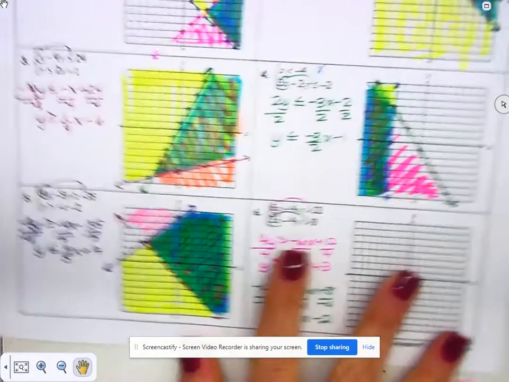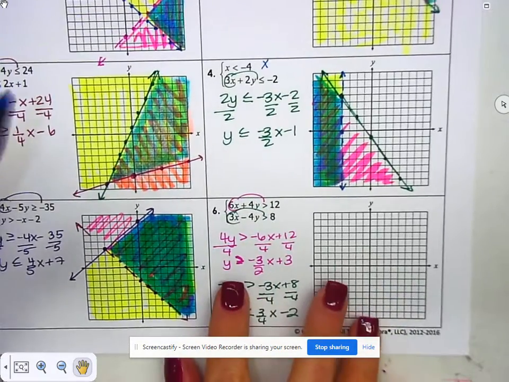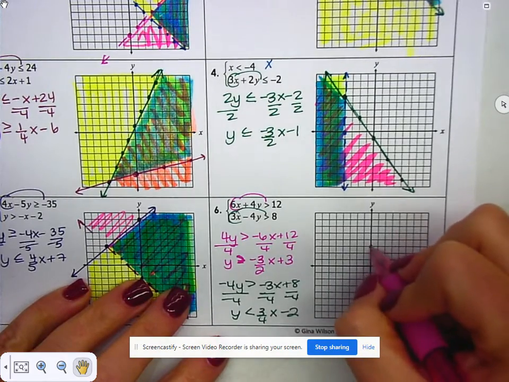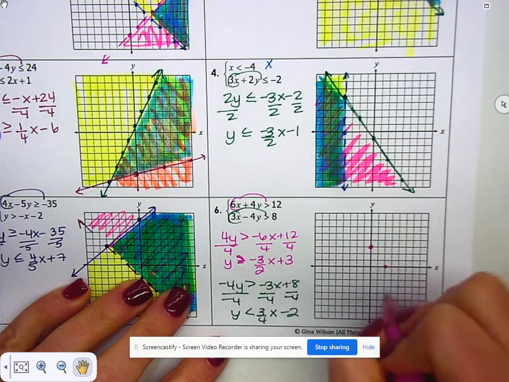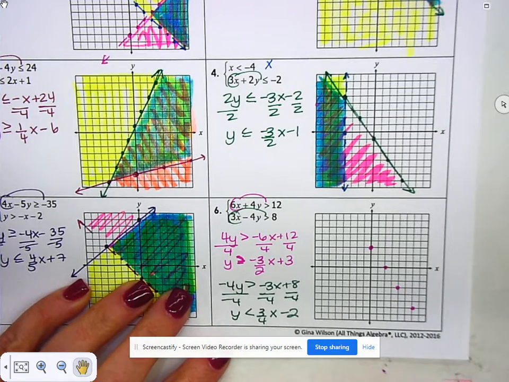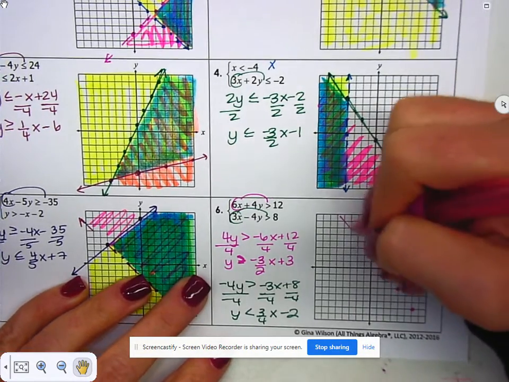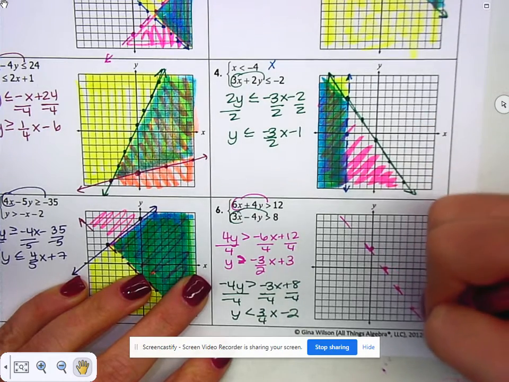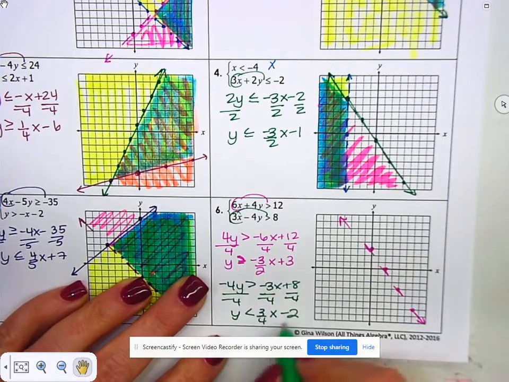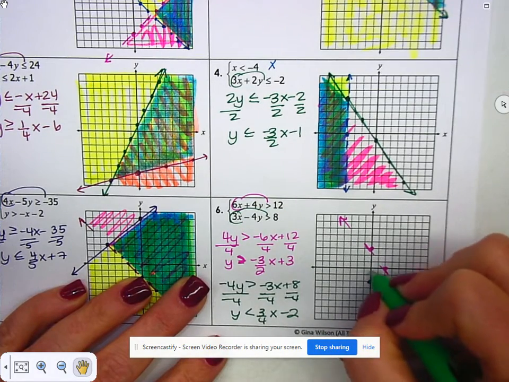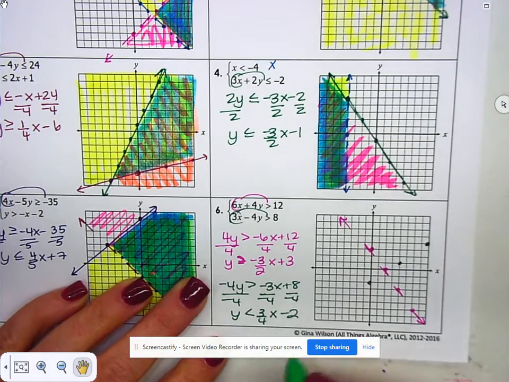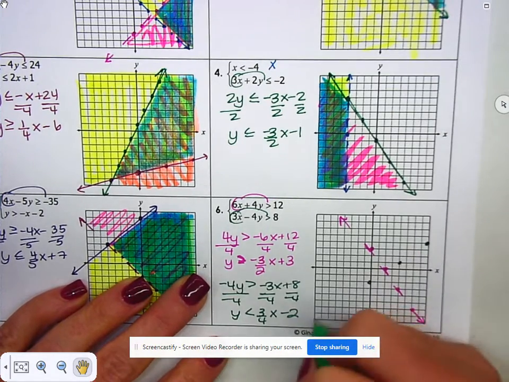All right, over here to number 6. Top line, it's going to start at +3, and we're going to go down 3 and right 2. We're going to make a dotted line through there. Okay, for the bottom line, we're going to start at -2, and we're going to go up 3 and right 4. And we're going to make a dotted line through there as well.